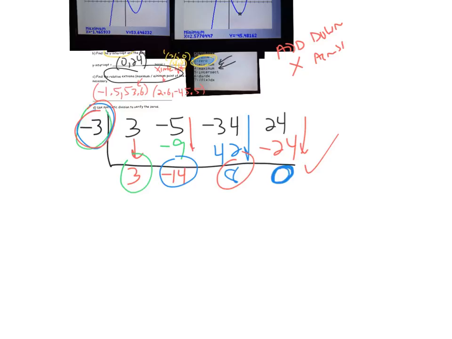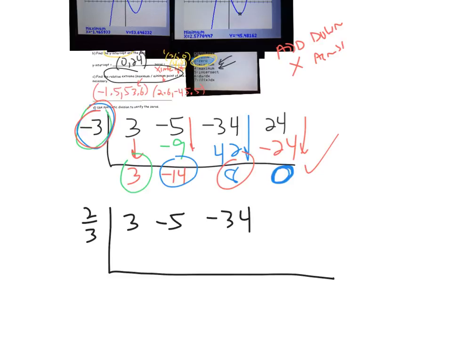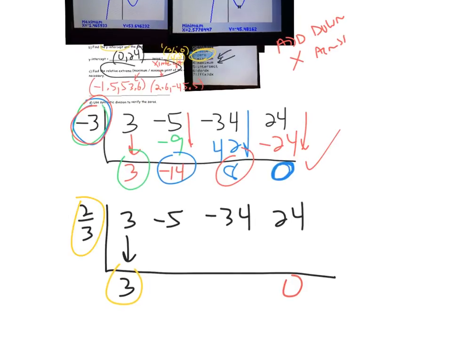Here I'll take the second zero, which I made into a fraction, and I did that because it's going to make the synthetic division easier. I'm going to take the original equation, add down and multiply across, and I know if I do this correctly, if 2/3 is a zero, I should be left with a 0 at the end of this process. So I'm going to add down the 3. 3 times 2/3 gives you 2. When you add down, negative 5 plus 2 is negative 3.